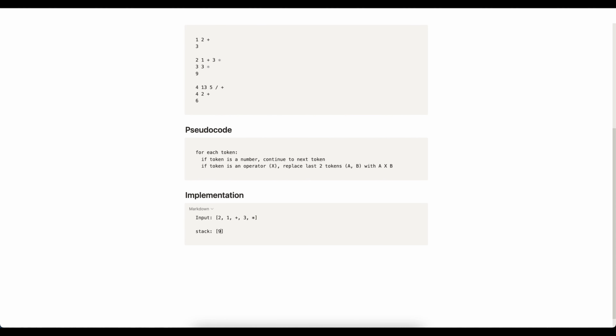In terms of time complexity, we have one loop that iterates through the input, so that's O(n). Then at each iteration, we either push onto the stack if it's a number, which is O(1), and if it's an operator, we pop off the last two items, which is O(1), perform the operation, which is O(1), and then push the result back onto the stack, which is also O(1). So essentially the time complexity here is O(n).